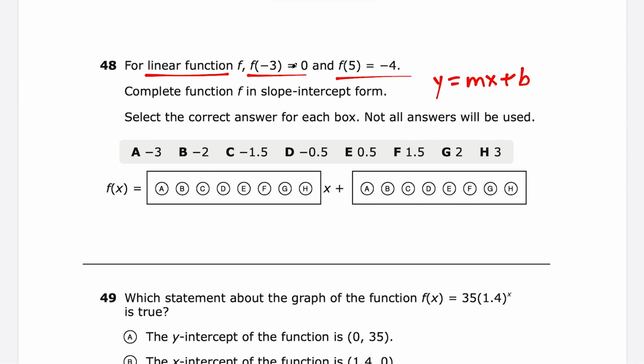Now, one thing to point out is that when we have these function values, we could write them in the form of a point. So f of -3 equals 0 has the same meaning as the point (-3, 0). This means when you have notation like y equals f of x, the x value goes inside the function, and whatever it's equal to is the y value. So I could write f of -3 equals 0 as the point (-3, 0). And the same idea for this one, I could say that this is the point (5, -4). So these are the 2 points I'm going to throw in the calculator.